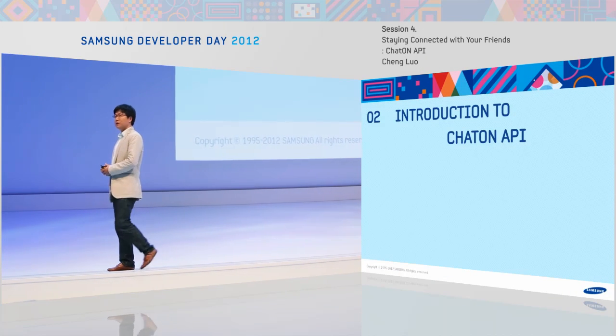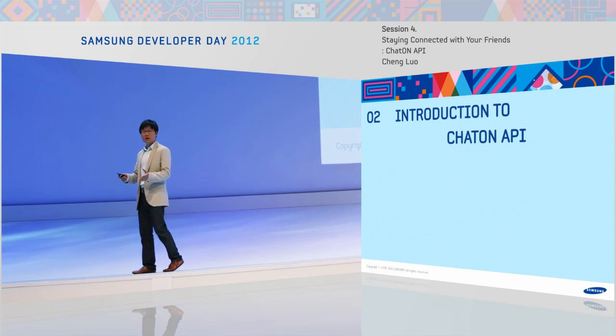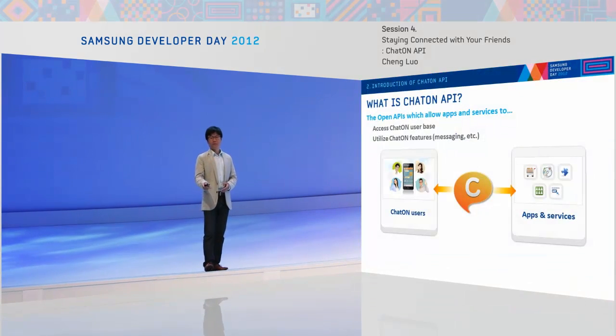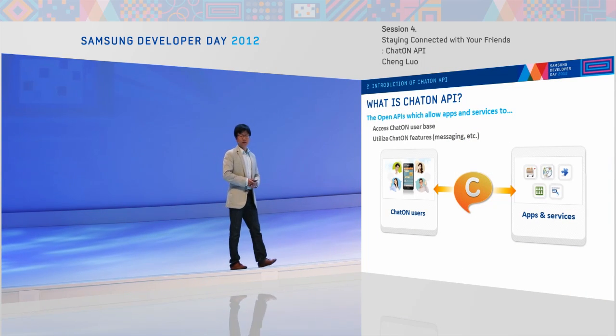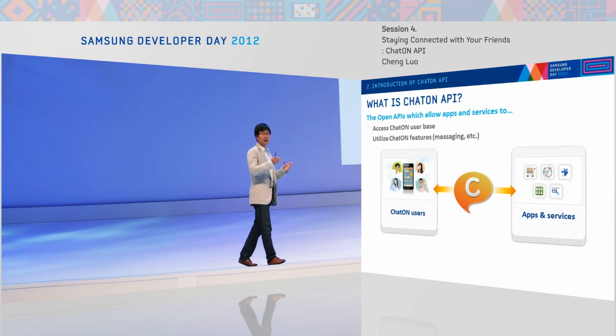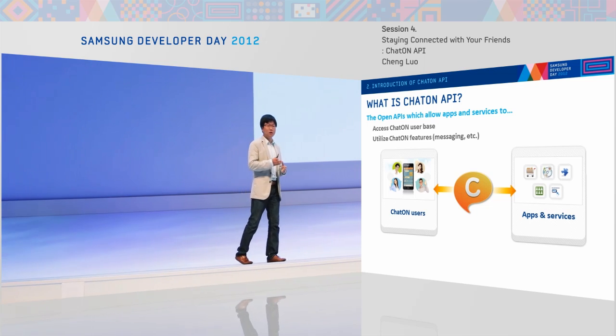Okay, now on to the second part of the presentation, which is the ChatON API, for developers like you, and how we can utilize this service and features. The ChatON API actually is a bridge. From your application using the ChatON API, you can connect or talk to the ChatON service, or you can talk to the ChatON client on the device.